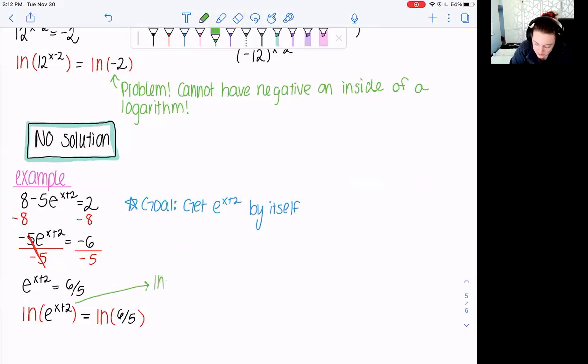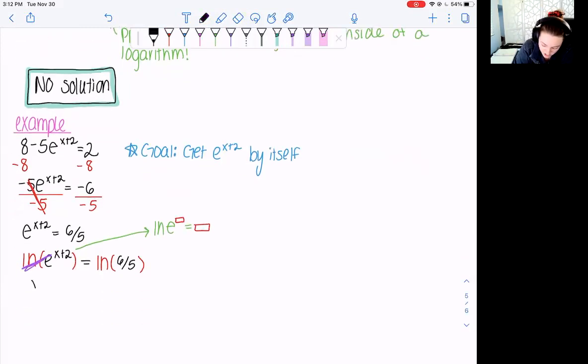Remember that we have a rule that says ln of e to the x is equal to x, right? That the ln and e just kind of cancel themselves out. And this works for whatever you have in the exponent here. The ln e really just cancels and you're left with just the x plus 2. You don't have to bring down the exponent at all. Once you do the cancellation, it just falls on down.